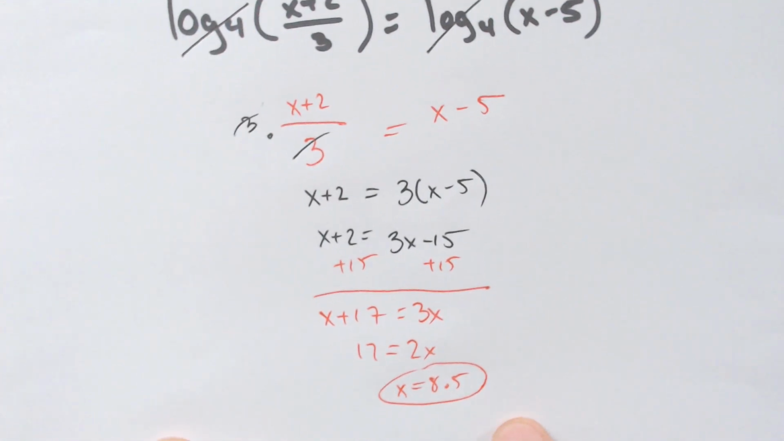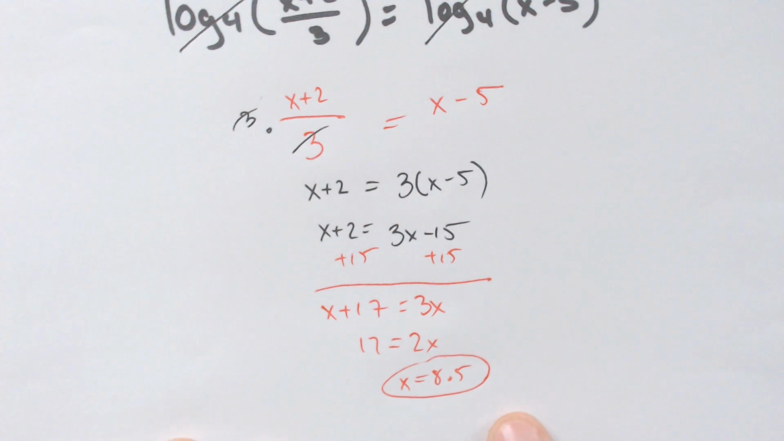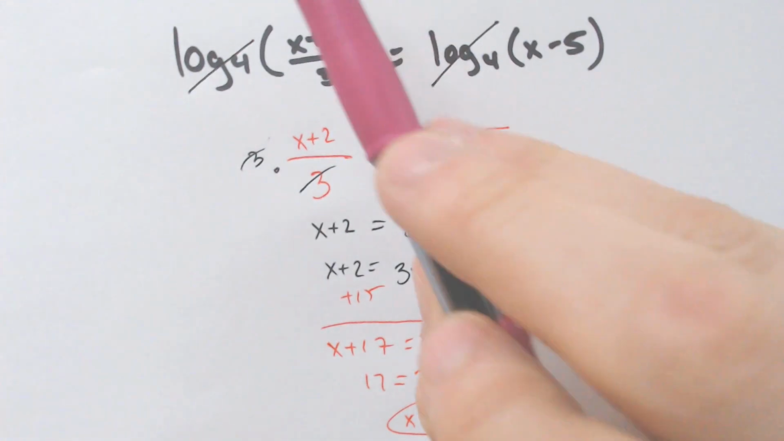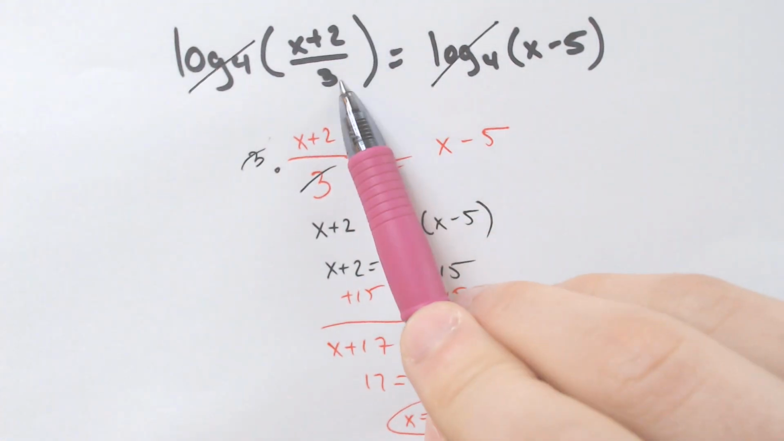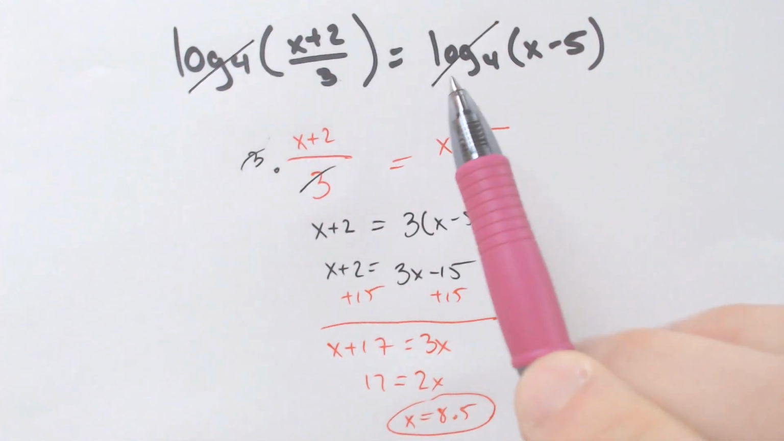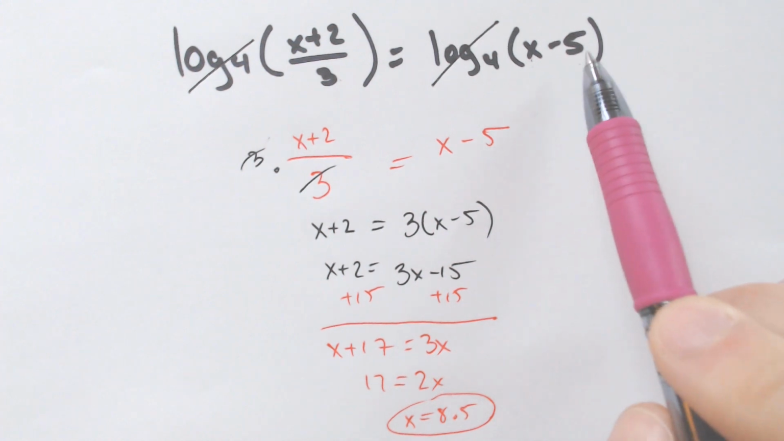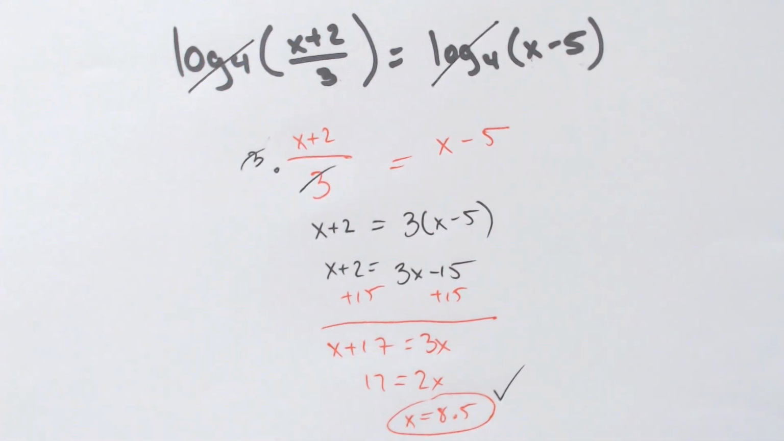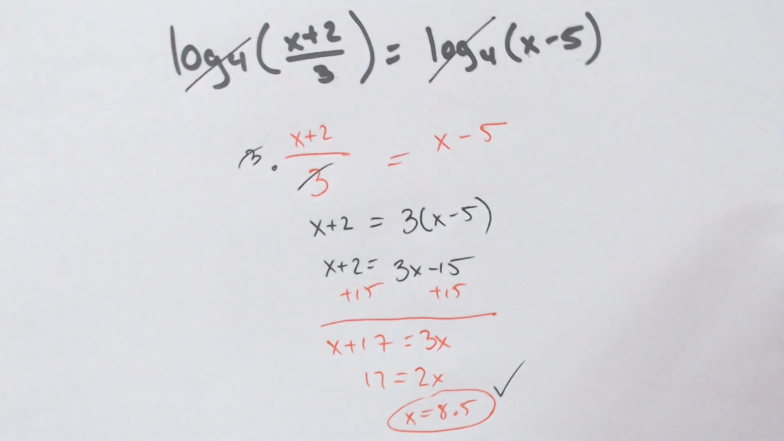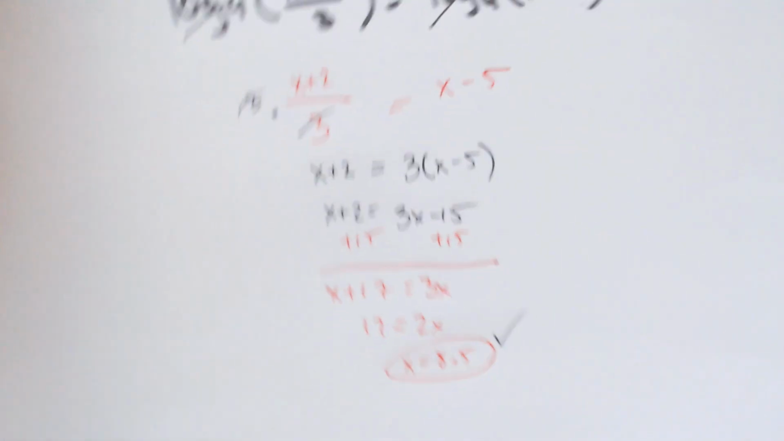We need to make sure that when we plug it back in, it doesn't produce a bad answer. Well, if we plug in 8.5, 8.5 plus 2 divided by 3, I don't know what that is, but it is positive, and that's the only requirement. Same thing here. If we plug in 8.5 minus 5, it's positive. So again, it works out. It's not going to not work out very often. That's a double negative, but I don't teach English.